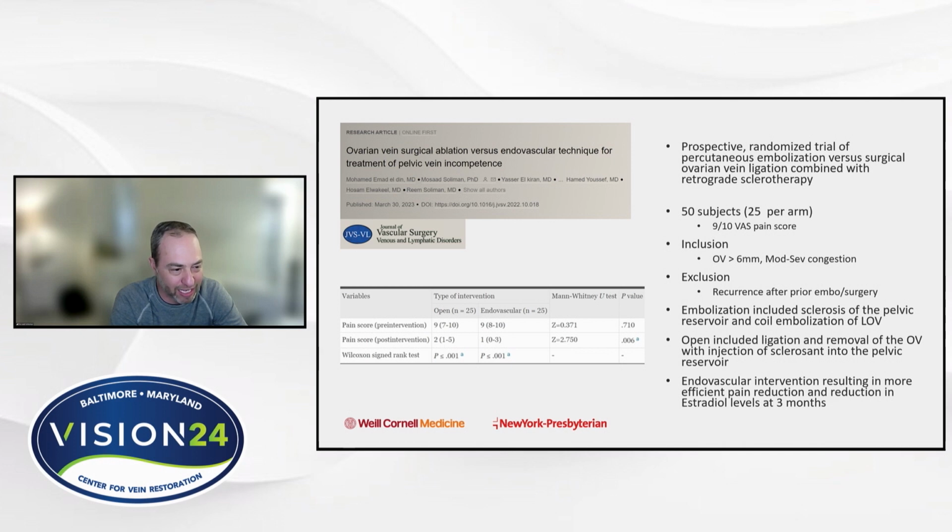So you can see on the table that 9-2, 9-1. So both have statistically significant improvements in pain scores. But endovascular intervention resulted in more efficient pain reduction and reduction in estradiol levels. So I think probably less invasive ovarian vein embolization with sclerosing is probably the optimal strategy that this data set showed, with similar VAS pain scores that we're used to, 9 out of 10 being the worst case.